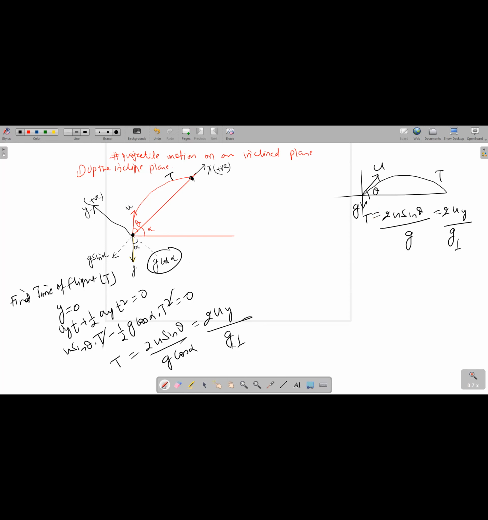So if you remember the formula like this, 2uy upon gy, or g perpendicular: if it is ground to ground projectile motion, it will simply be g, and if it is on an inclined plane, it will be g perpendicular, that is g cos alpha. Note it down.